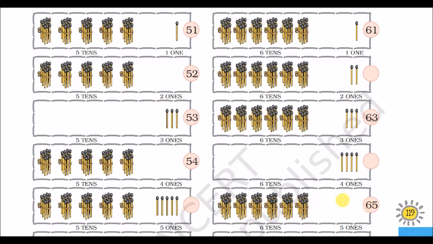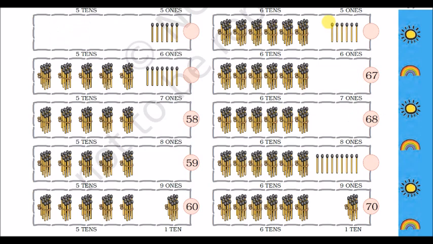You have to draw 5 lines. 6 and 5, 65. 6 tens and 6 ones. 6 and 6, 66. 6 tens and 7 ones. 6 and 7, 67. 6 tens and 8 ones. 6 and 8, 68. 6 tens and 9 ones.